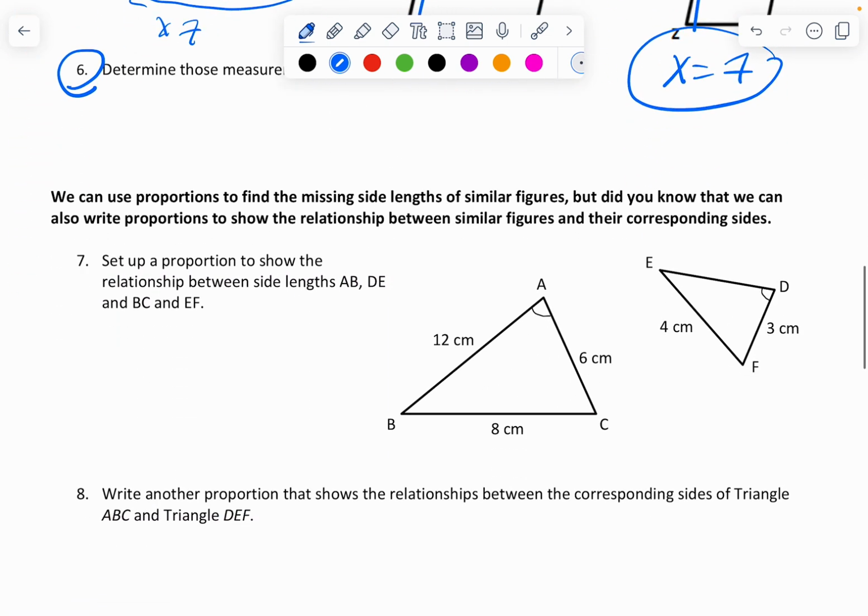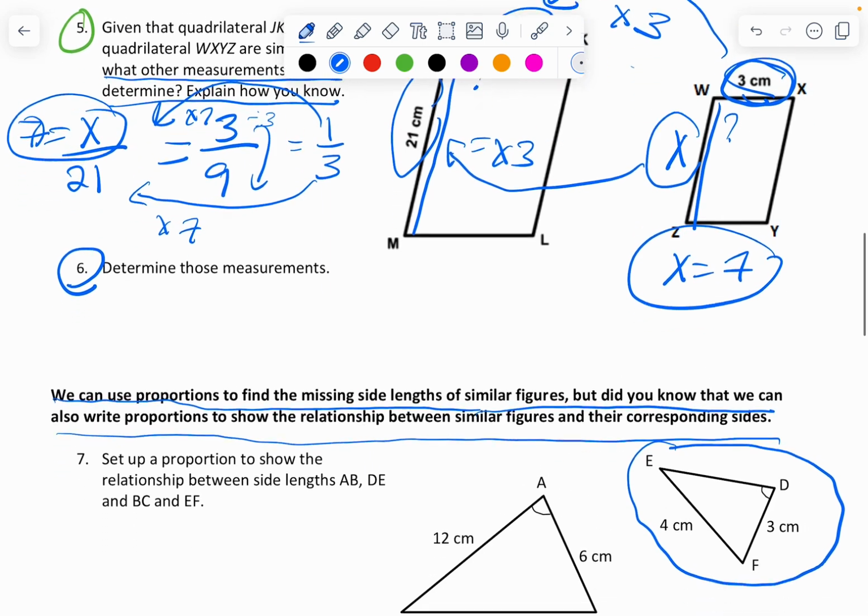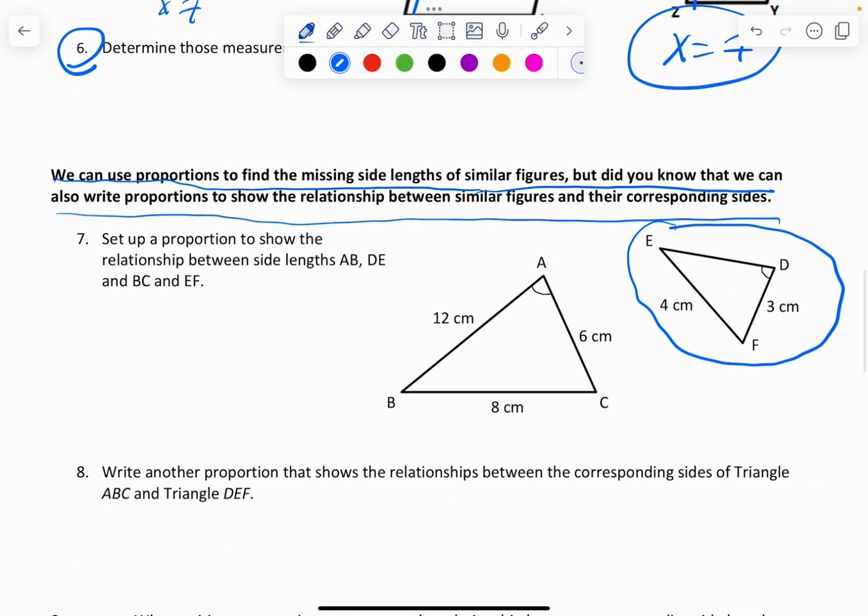All right, so it says we can use proportions to find the missing lengths of similar figures, but did you know that we can also write a proportion to show the relationship between similar figures and their corresponding side lengths? So essentially what this is saying, first of all, is you're not always going to get shapes that are exactly in the same position like this. They're going to tilt them up like this. So before you set up the proportion, I'm going to ask you to pause the video so you can redraw this facing the same direction as triangle ABC. Otherwise, it's going to be pretty hard to set up what we're missing, okay? So if you could pause the video now, that would be super great.